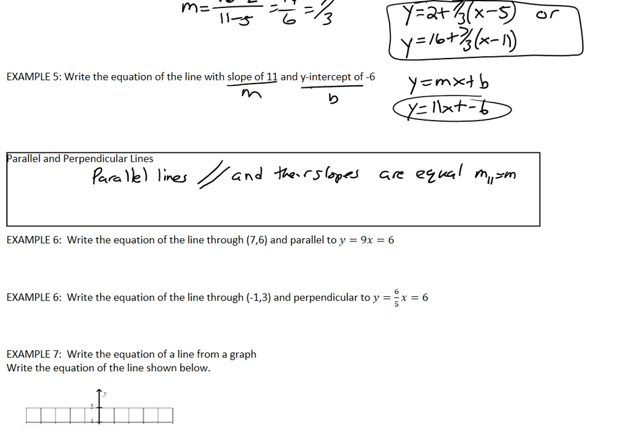Now perpendicular lines, they form a right angle.